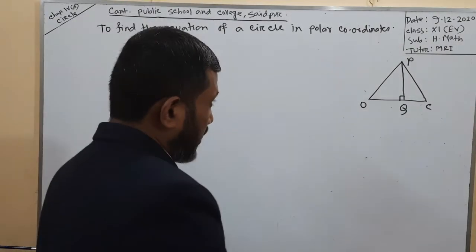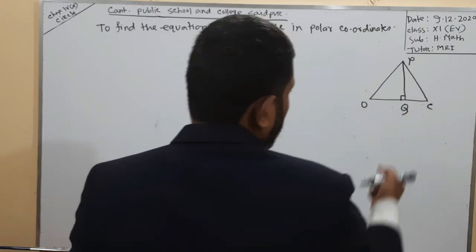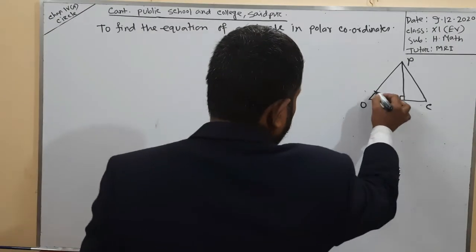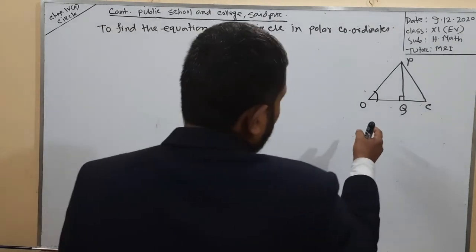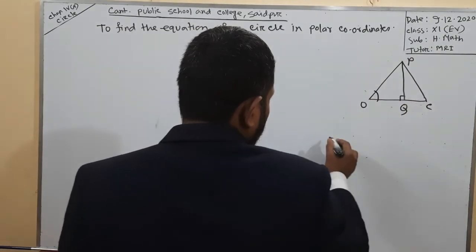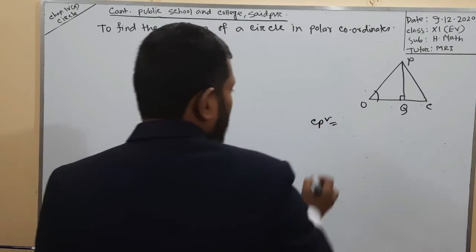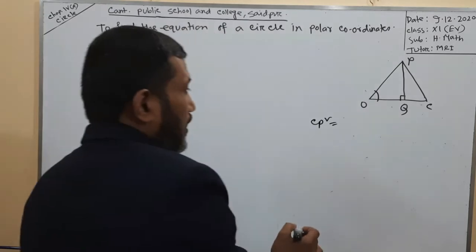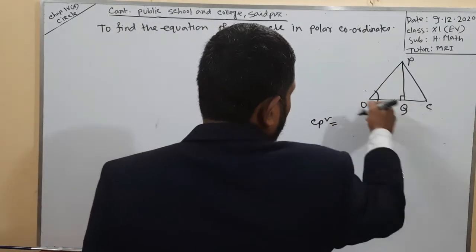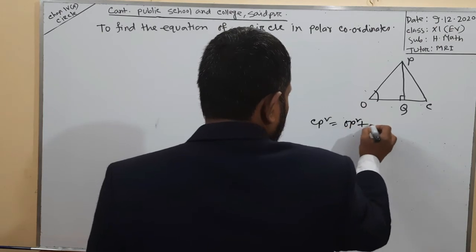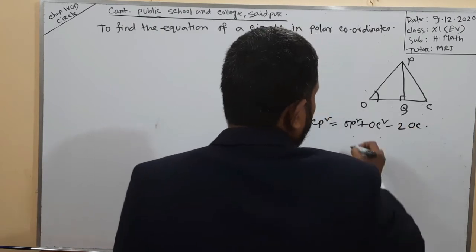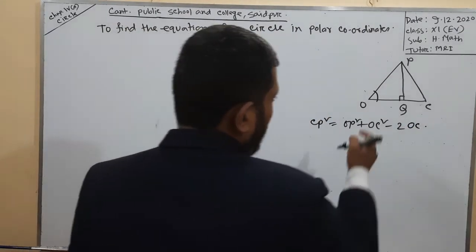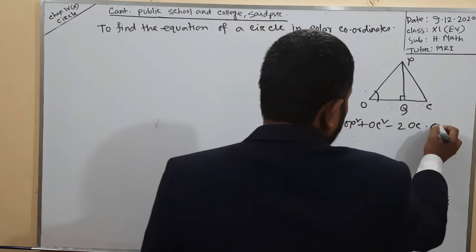That is, suppose POC is a triangle and angle POC is an acute angle. So the square drawn on the side opposite this angle, here CP, is equal to the sum of the squares drawn on the other two sides, that is OP and OC: OP square plus OC square minus 2 OC into the orthogonal projection of OP on OC, here OQ.